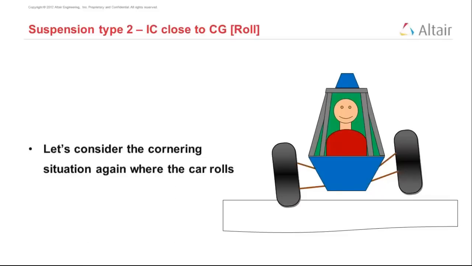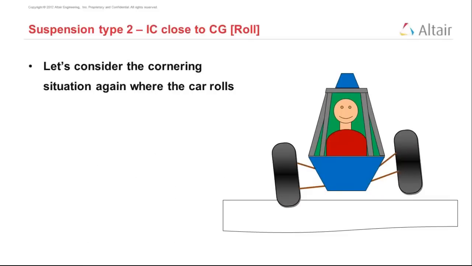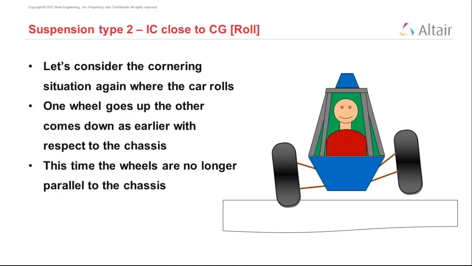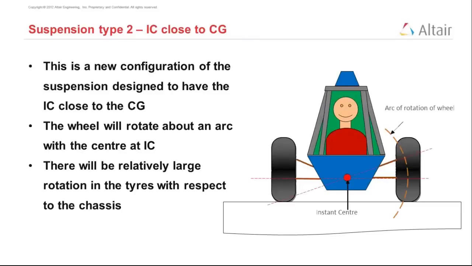Now, when we do a roll analysis on this, one of the tires goes down, one of the tires goes up, like we just discussed. But again, this time the wheels are no longer parallel to the chassis because they are moving on this arc.